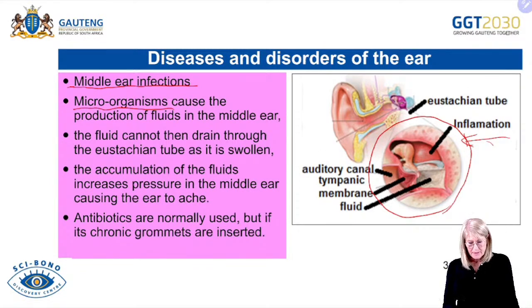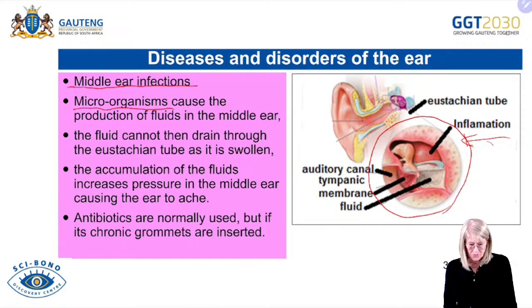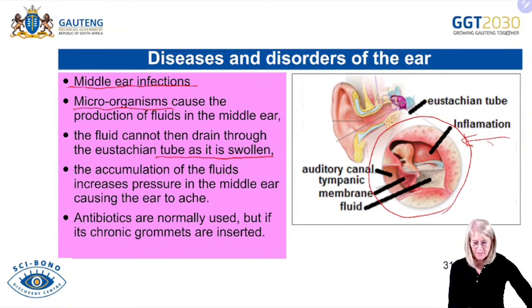That can't always drain. And so the eustachian tube becomes quite inflamed and swollen. There you can see the tube is swollen. And when it's swollen like that, it actually closes. So then the fluid can't drain through into the back of your throat. And then that fluid is going to accumulate, and it accumulates in your middle ear.